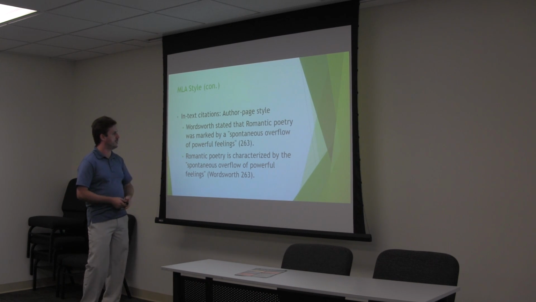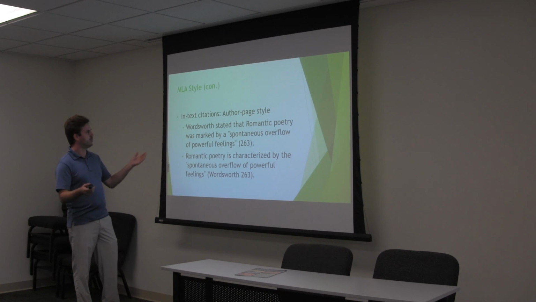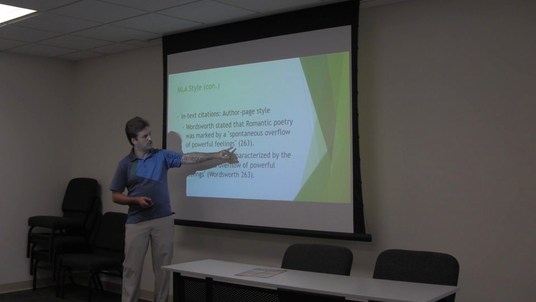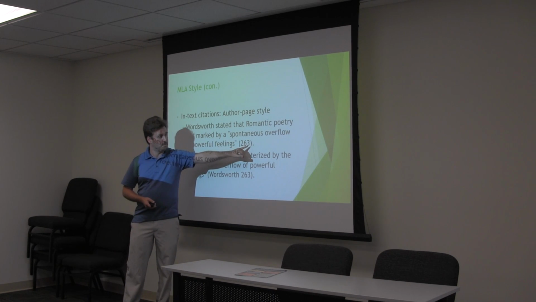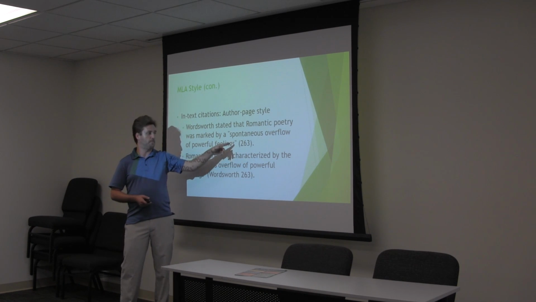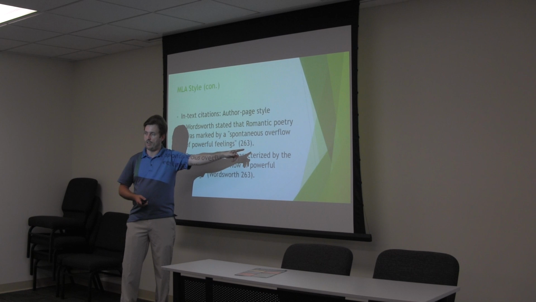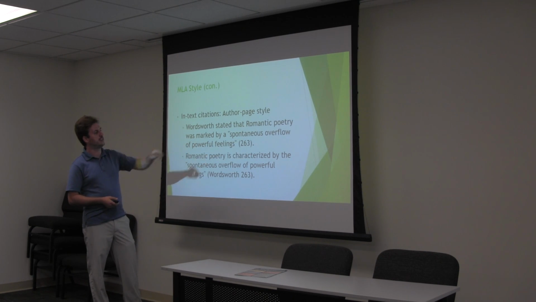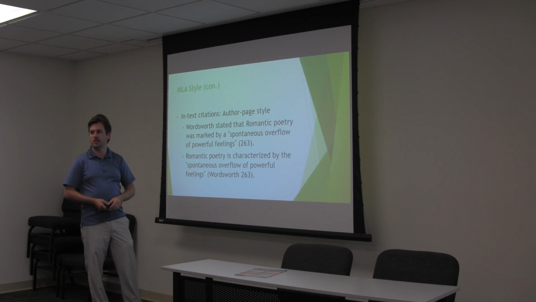So, in-text citation, author-page style. Let's say this is a quote that I'm using. Wordsworth stated that romantic poetry was marked by "spontaneous overflow of powerful feelings" (263). In parentheses, you just have the page number, and the period goes on the outside of the parentheses. A lot of students make mistakes and put it inside, when you generally need to have the period on the outside. Now, why do we use the page number there instead of the author? Why do you think that is?